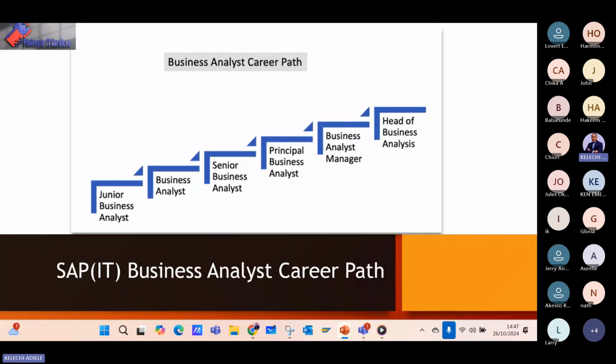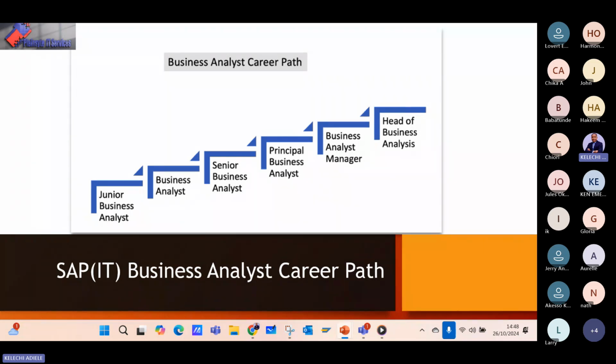But there are a lot of other paths, right? I mean, there are a lot of roles. But you start from a junior, you get to a business analyst, you move to senior, you move to principal, you move to manager, you move to head. There are also business architects. There are also different branches of the path. But this is just giving you an idea of how you can grow within the business analysis space.